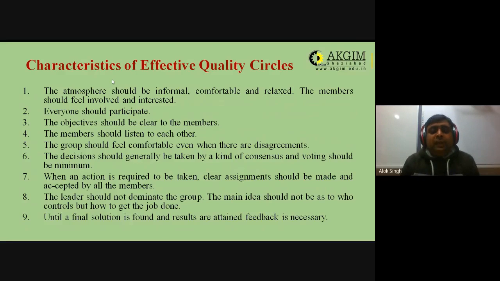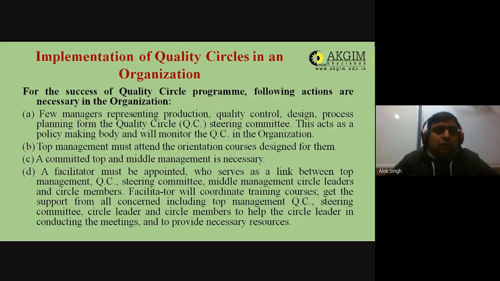Means is everybody deciding upon that point based on consensus or not. Okay, so these are some characteristics of adopting effective quality circles in your organization. Okay, so now next is implementation of quality circle in an organization.